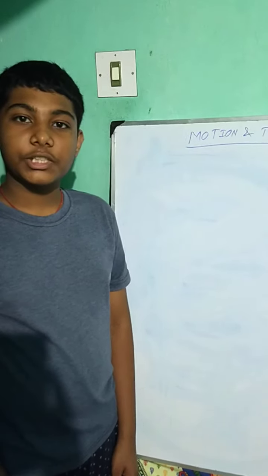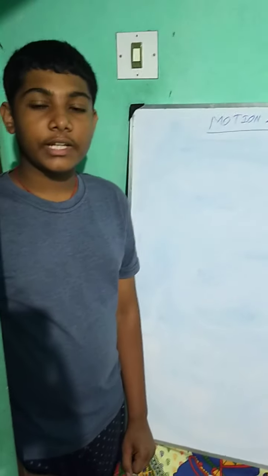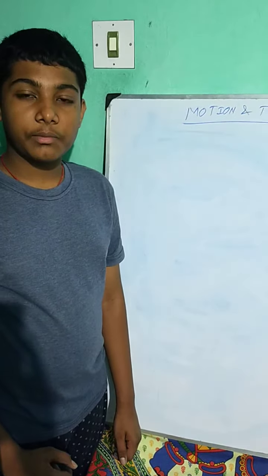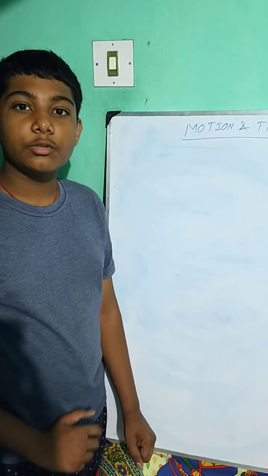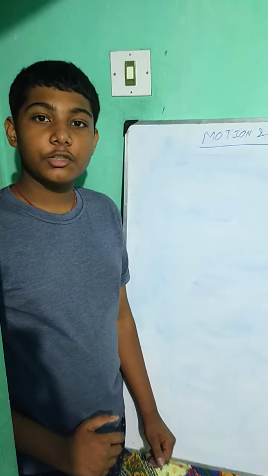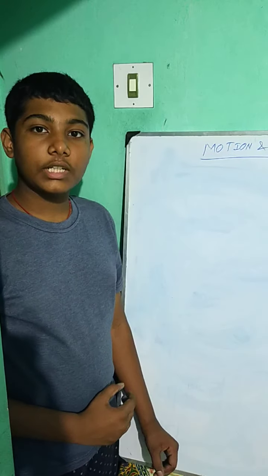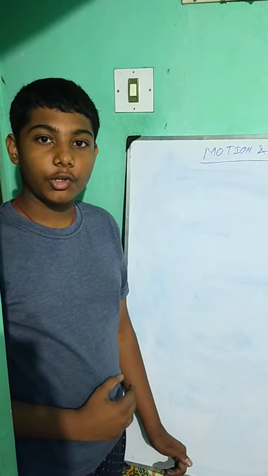Now let's discuss the distance time graph. So what is a distance time graph? A distance time graph is used to show the total distance traveled by a body in a unit time. The distance time graph is used to tell whether the body is said to possess uniform or non-uniform motion.